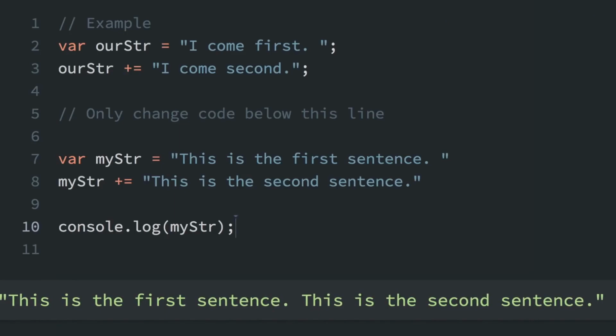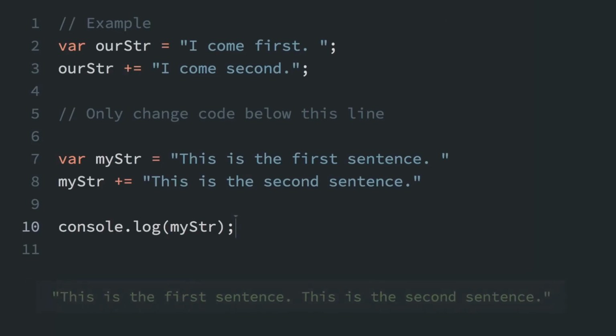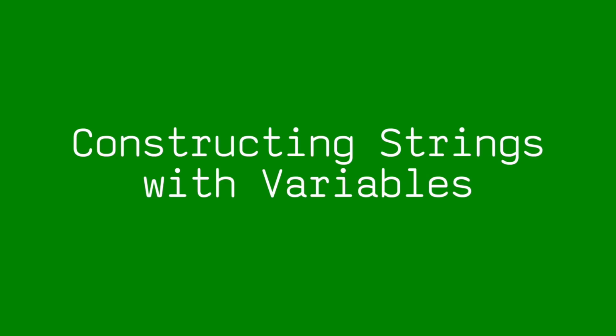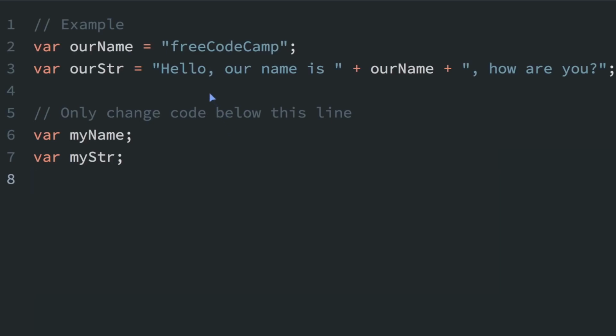This is the first sentence. This is the second sentence. Good. You can concatenate strings together with variables. You can see here our name, FreeCodeCamp. Hello, our name is, and then we add this variable, the our name variable, which is FreeCodeCamp. Hello, our name is FreeCodeCamp.